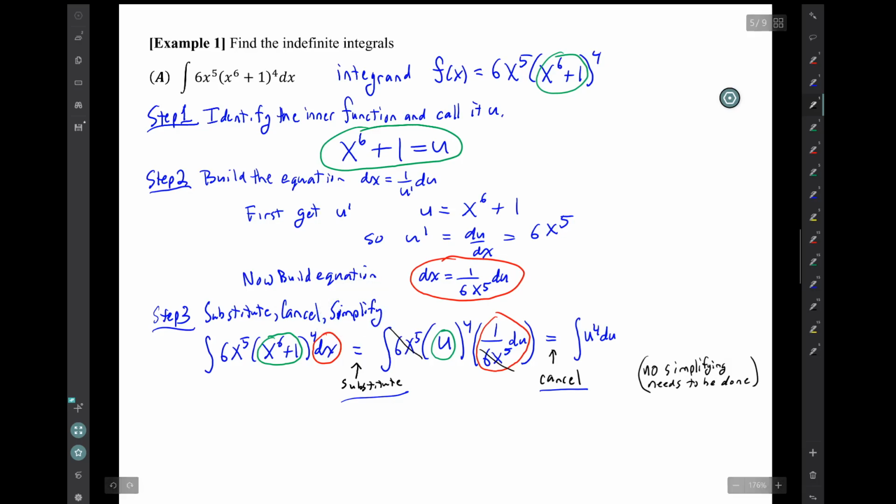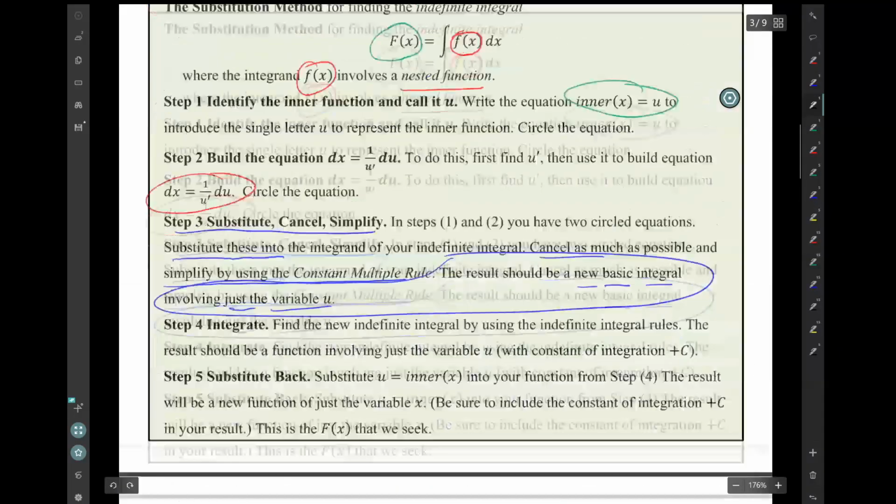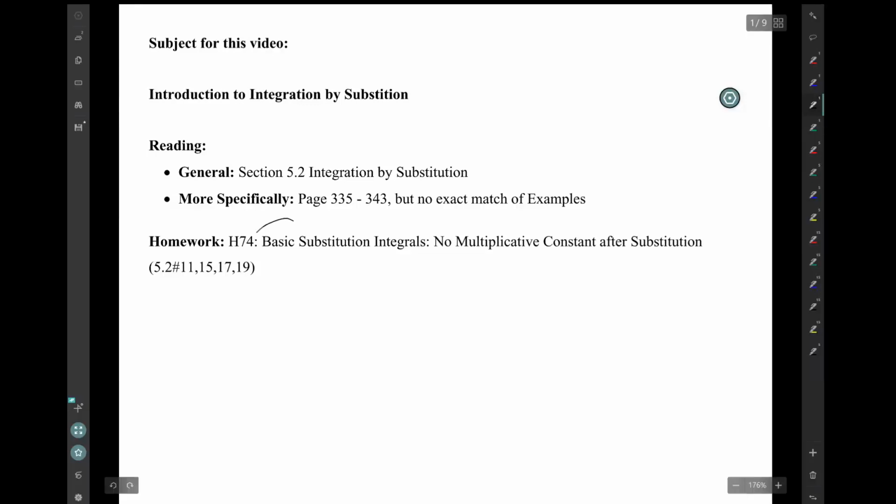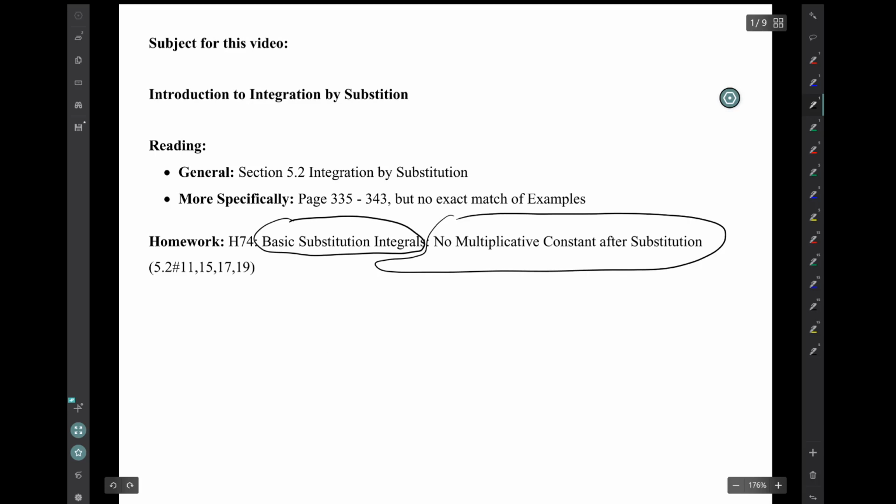Now, if you go back up to the description of today's homework, it's basic substitution integrals with no multiplicative constant after substitution. That is referring to the step that we just got to, where there's no simplifying to be done. So in the examples that I'll be doing today, we will always do the substitute, cancel, and simplify step, but there won't actually be any simplifying to be done.